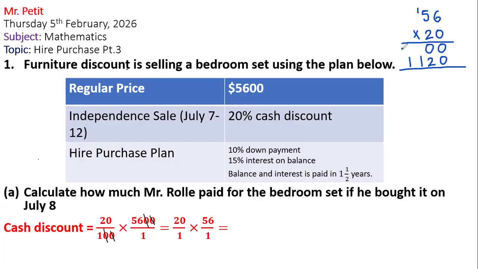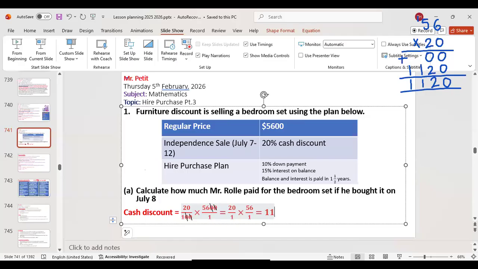So we're going to add these two together. 0 plus 0 is 0. 0 plus 2 is 2. 1 plus 0 is 1. And 1 plus 0 is also 1. So I got 1,120. Anyone else got that? Taylor, very good. So 1,120 over 1, which is 1,120.